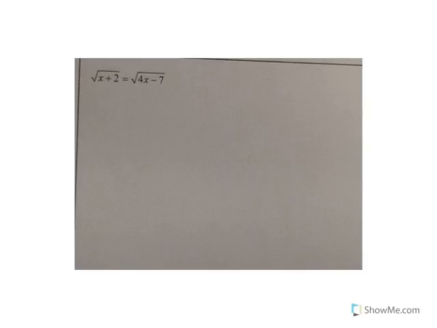Let's do another one here. In this case, this one's actually easier than the other ones. You're just going to square both sides. x plus 2 is equal to 4x minus 7.